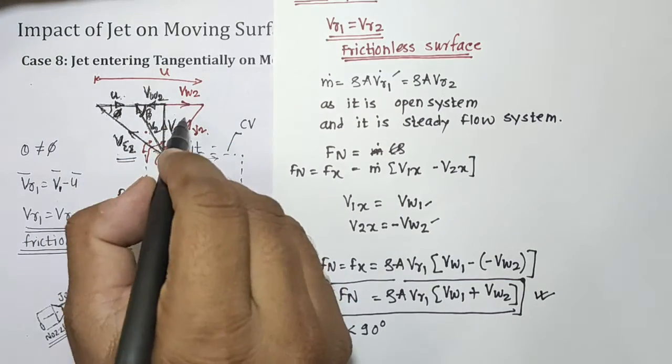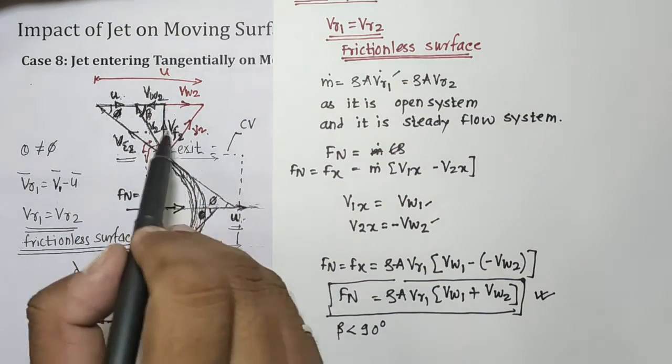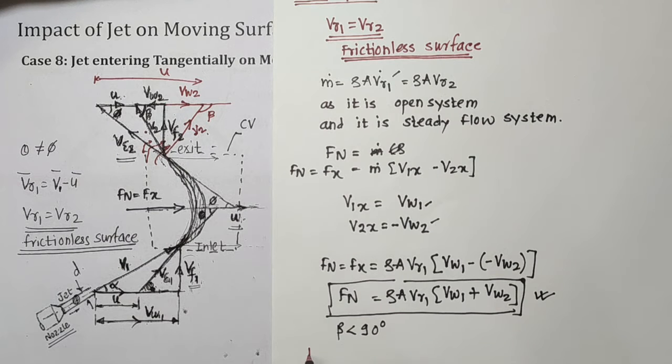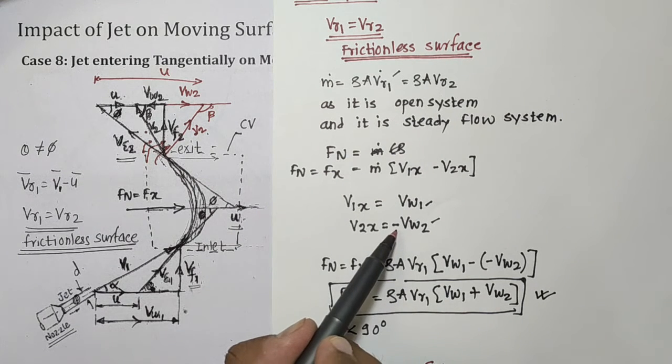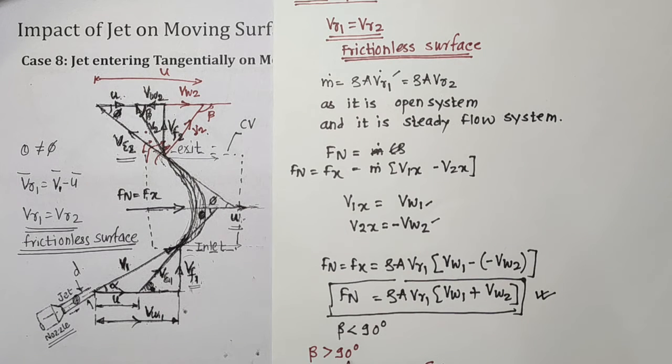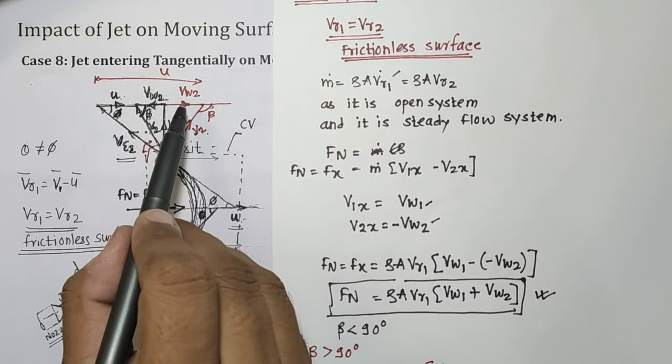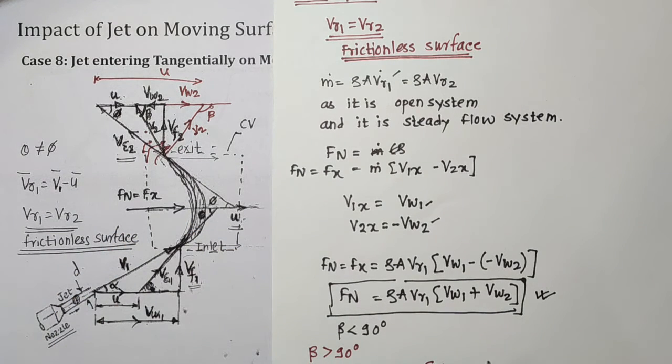So with the help of red sketch pen, I have drawn the modified diagram, and this will become a kind of beta. That beta is greater than 90 degree. You can observe here, this beta is greater than 90 degree. Then what will happen, the Fn is equal to rho a vr1 into vw1. Now here, instead of minus vw2, if beta is greater than 90 degree, which is having the same direction as that of vw1, vw1 and vw2 have the same direction. So because of that reason, here you will have this positive vw2.